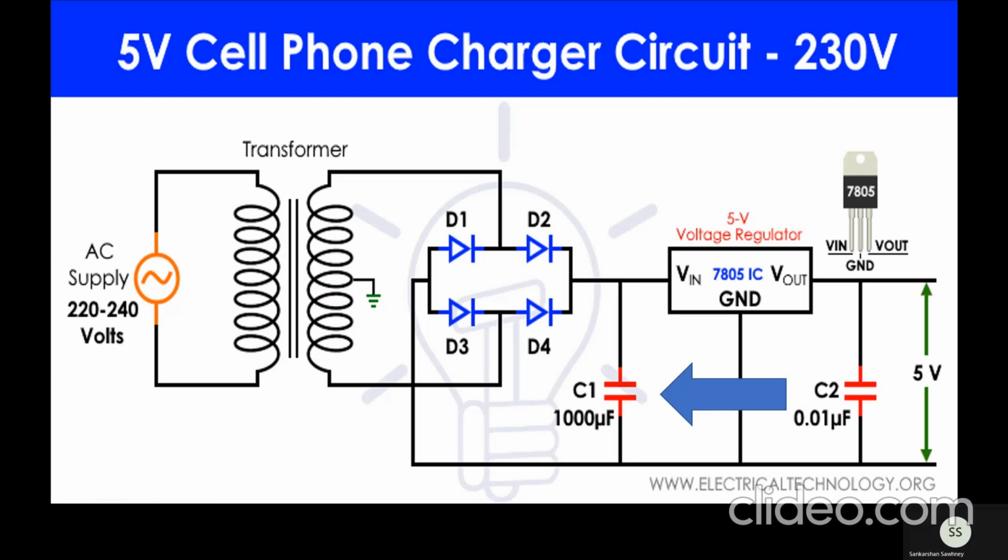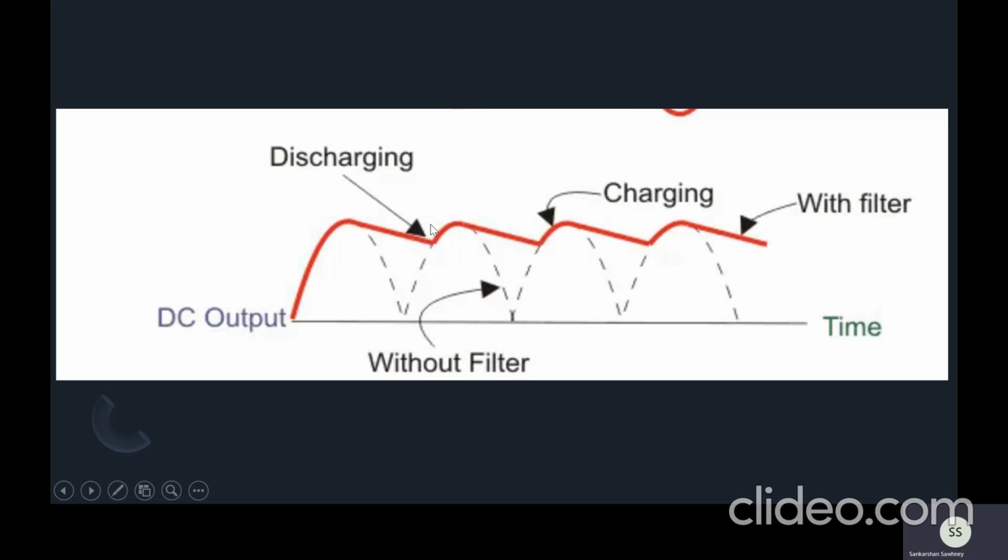So now the capacitor C1 is used to filter the signal, as we do not want an oscillating signal but rather an almost constant signal. So this will be the output after applying the filter capacitor. As you can see, the output has become almost constant when the filter is applied.